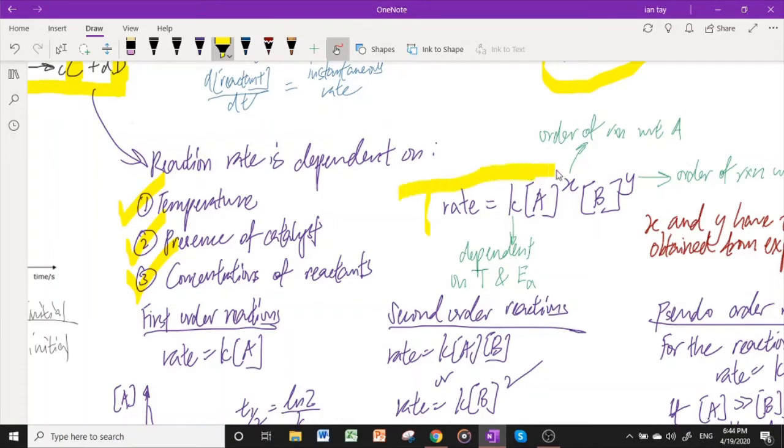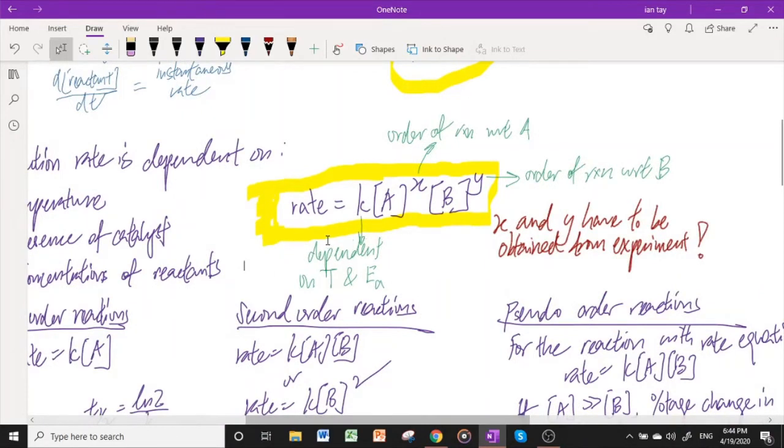This is different from the mathematical definition of rate, in that instead of defining what rate is, it tells us, having known what rate is defined as, how this rate depends on the concentration of the reactants A and B. So we say that rate equals k times the concentration of A to the power of x, times the concentration of B to the power of y, where k is a proportionality constant. We say x is the order of reaction with respect to A, and y is the order of reaction with respect to B.